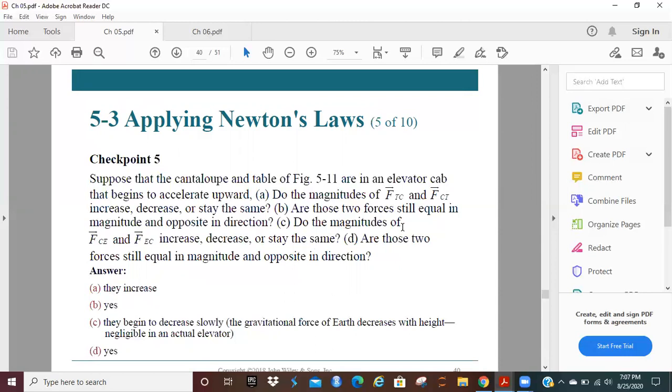And do the magnitudes of those forces increase, decrease, or stay the same? And they begin to decrease slowly. The gravitational force of Earth decreases with height, but in the elevator, you're not going to notice that much.